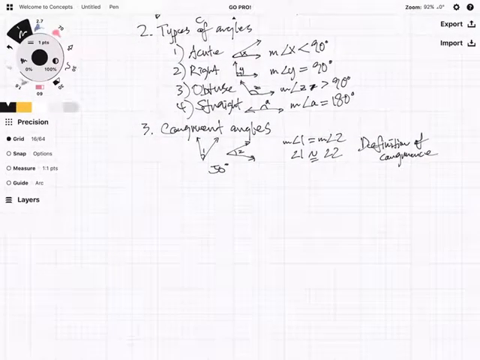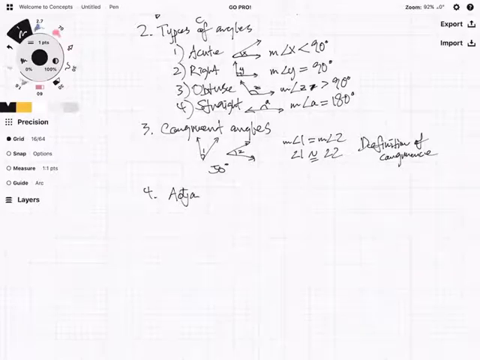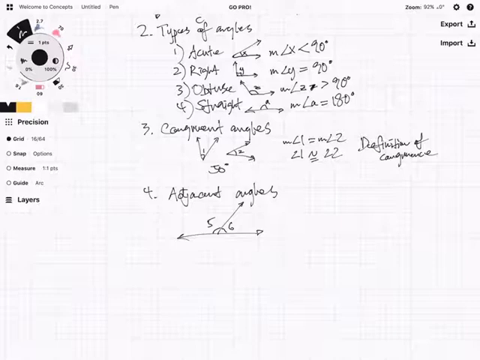So we're also going to be talking about adjacent angles. I'll just write it down here. Adjacent angles. If you know what adjacent means, then you would probably know what adjacent angles means. So if I take angle 5 and angle 6 right here, what can you conclude about these two angles? For those of you who don't know what adjacent means.